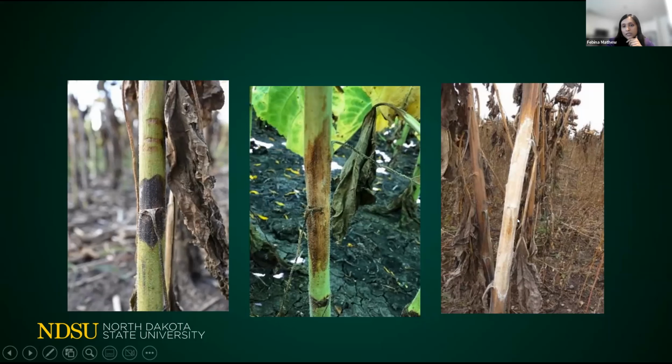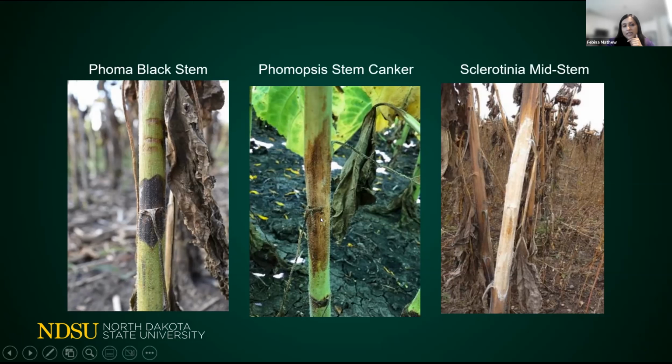The bleached out is Sclerotinia stalk rot. We tend to see it again when the conditions are very moist. The center portion is the Phomopsis stem canker. That's the lighter brown. And then you have the black colored lesion, which is the Phoma black stem. Sometimes it is hard to tell them apart because there are times when these diseases can appear one over the other on a single plant. So sometimes, it means it's a complex of diseases that might be affecting the field.